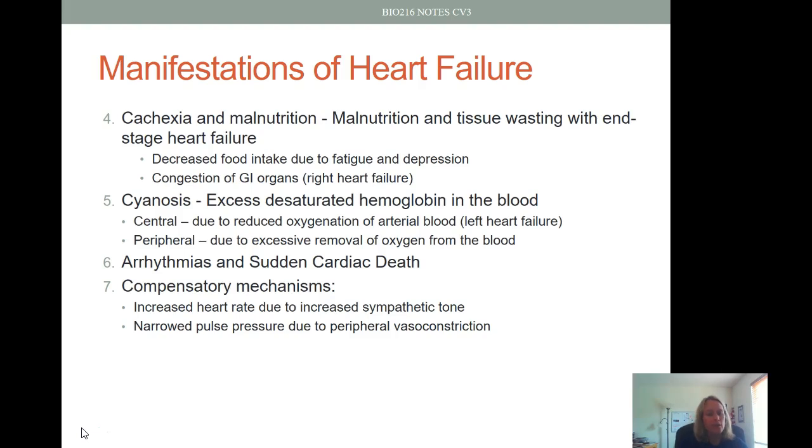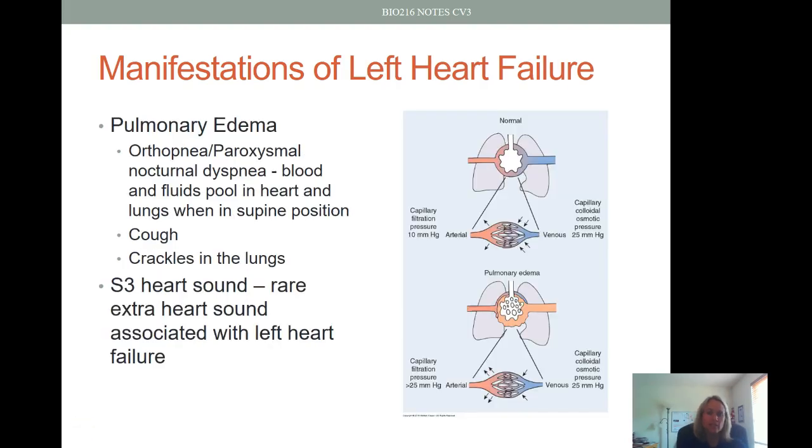And finally, we can also see some compensations to help maintain cardiac output. For instance, increased heart rate due to increased sympathetic stimulation, and a narrowed pulse pressure due to peripheral vasoconstriction. Manifestations associated specifically with left heart failure include pulmonary edema. Now remember, as the left heart can't pump all that blood out, blood backs up into the left atrium and then into the pulmonary circulation. This is going to increase the pulmonary capillary hydrostatic pressure, so we're going to have more filtration, so that's going to cause the pulmonary edema.